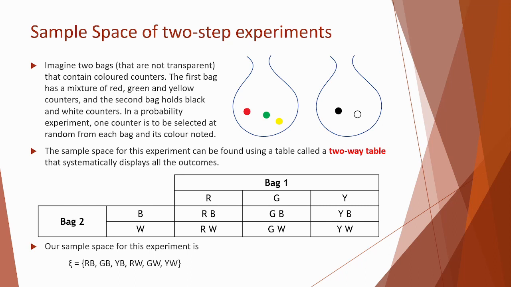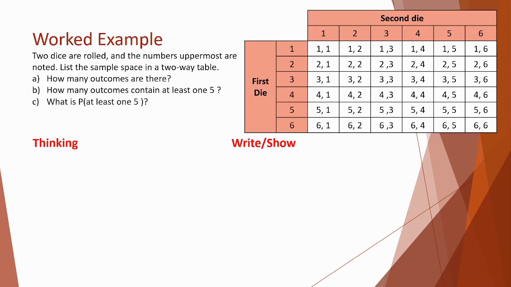Let's have a look at a couple of questions that you might get. So I've got this example here where I've rolled 2 dice, and when I've rolled the dice, I've recorded the numbers on each of the dice. So down the left-hand side, I've got the first dice. Across the top, I've got my second dice. And these are all the options.